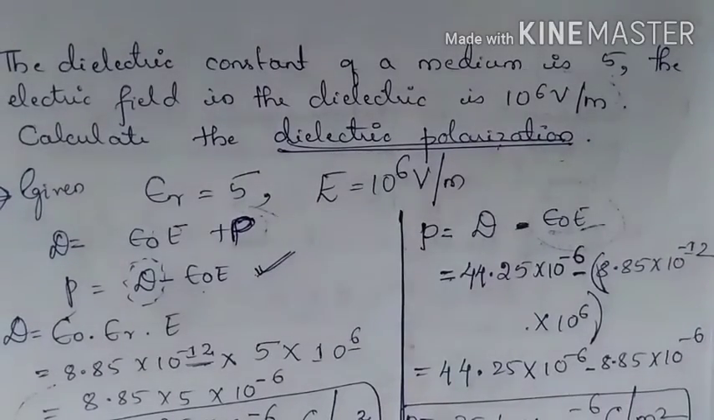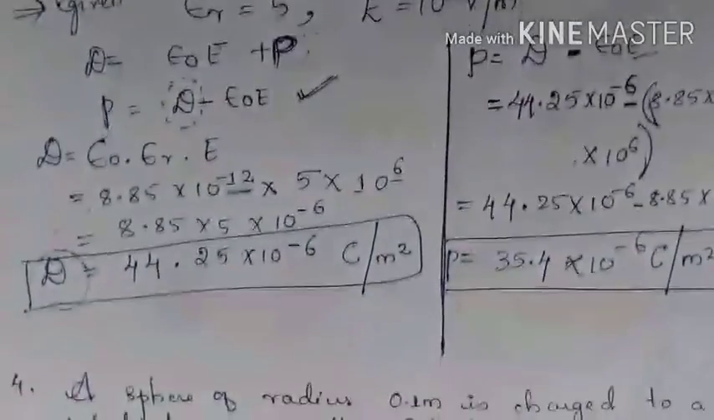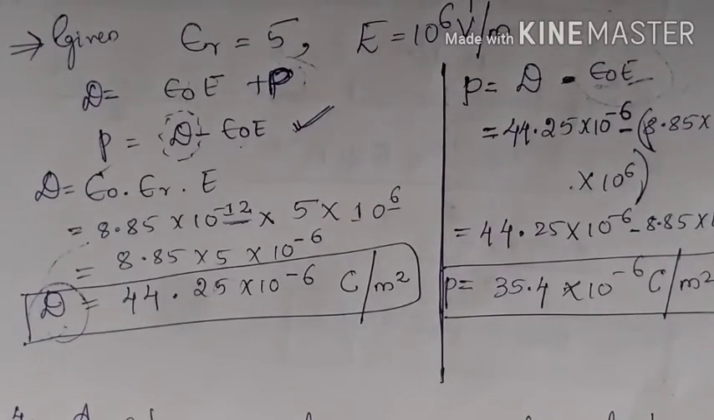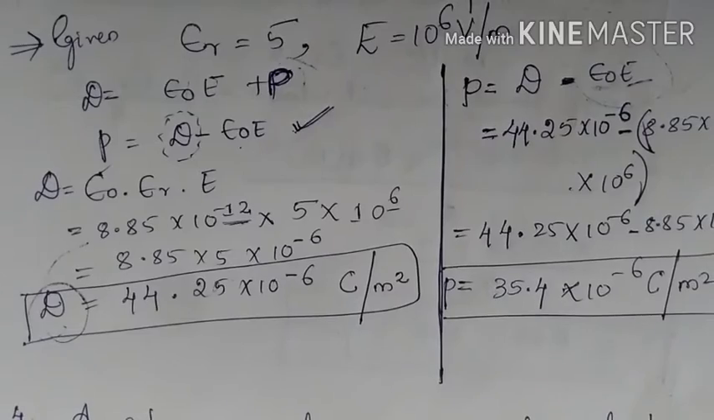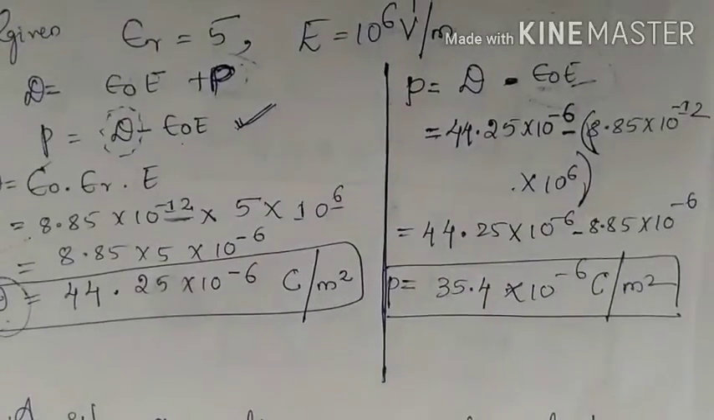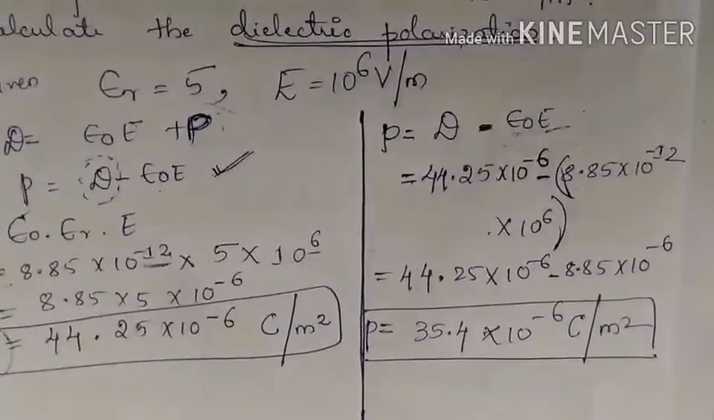So D is equal to epsilon naught into epsilon r into E. Now if you solve the value for D, then you get D is equal to 44.25 into 10 power minus 6 coulomb per meter square. So here you have the expression for P: P is equal to D minus epsilon naught E.